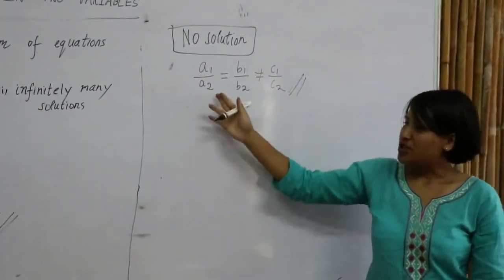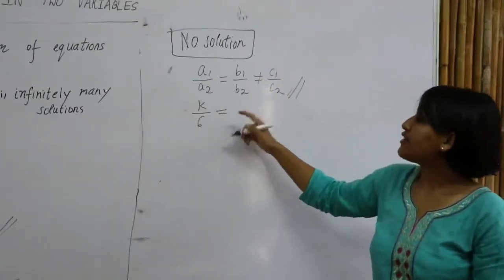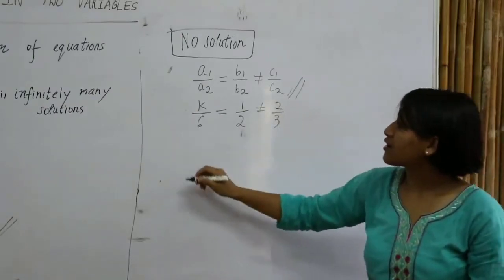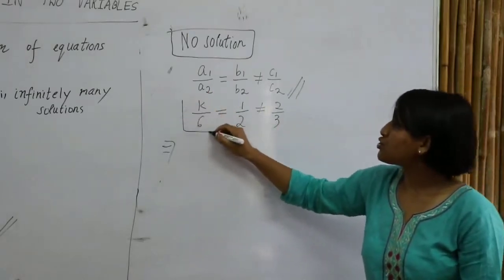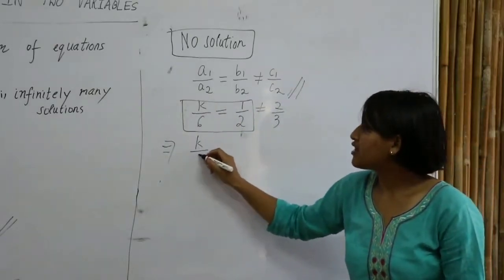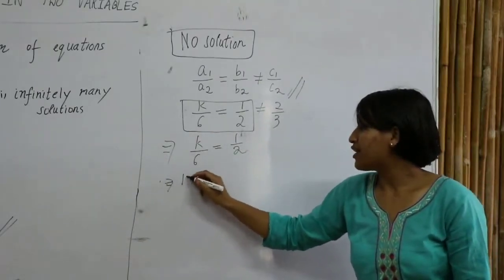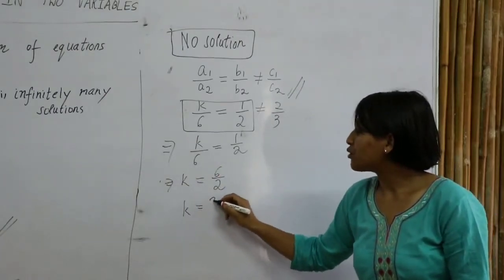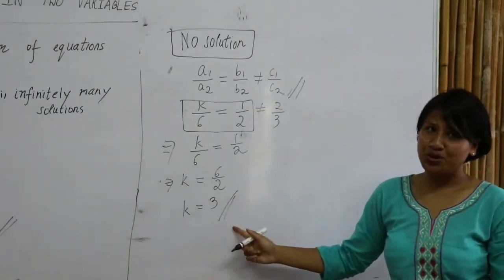You substitute a1 by a2, k by 6, and then this is half, and this one is 2 by 3. Now from these three, you take only these two. Taking only these two terms, k by 6 equal to 1 by 2. Then from here, you see that k should be equal to 3. Now what does this mean? k equal to 3.